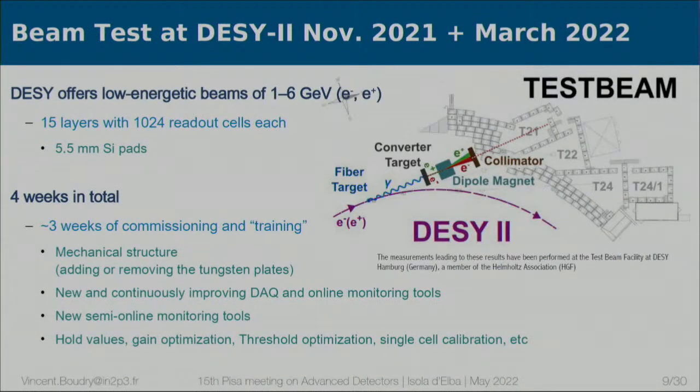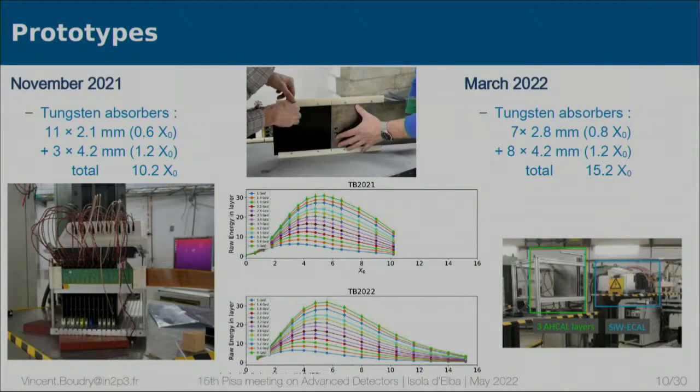So we went to DESY in November 2021 and again in March. After 2 years of shifting, we had three test beams that were canceled due to the COVID. And there we did mostly commissioning and recording our first real showers into the calorimeter after so much time.